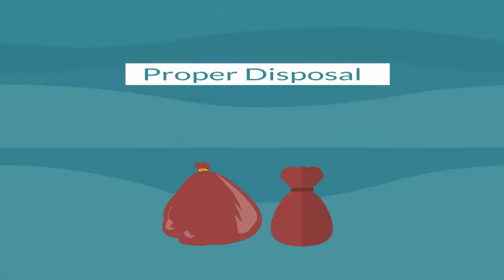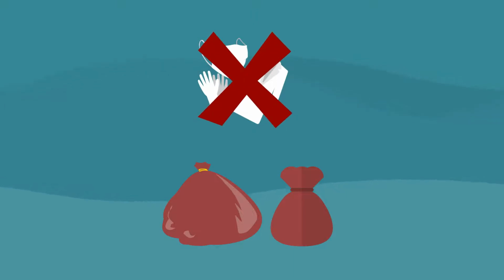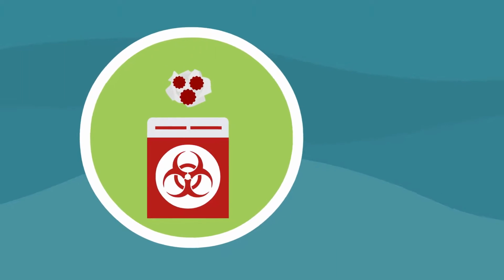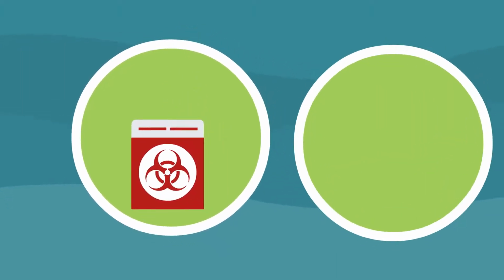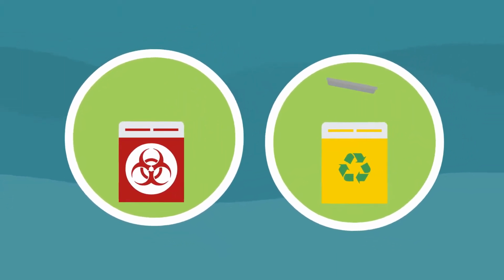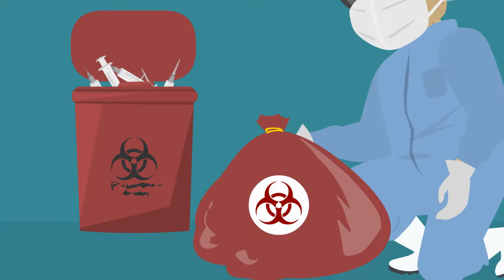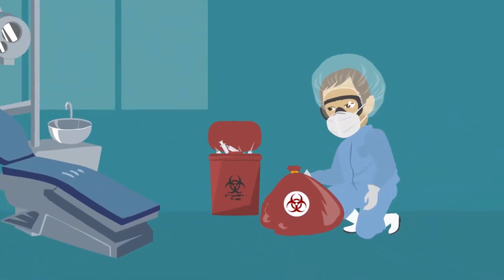Proper disposal. Do not fill red bags with unnecessary items. Place only those items saturated with blood or other infectious material here, and put items lightly tinged or merely in contact with blood, such as tray covers, in with the regular trash. Seal all filled red bags and filled sharps containers at the point of origin.